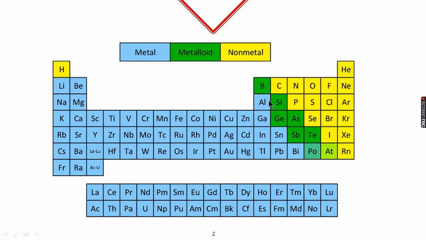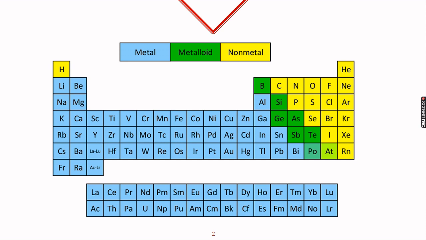And this green part, these elements show some properties of metals and some properties of non-metals. So they are called metalloids. Now let's see the names of a few metalloids. Boron, silicon, germanium, arsenic, antimony, tellurium. These are all metalloids which possess the properties of metals as well as non-metals.